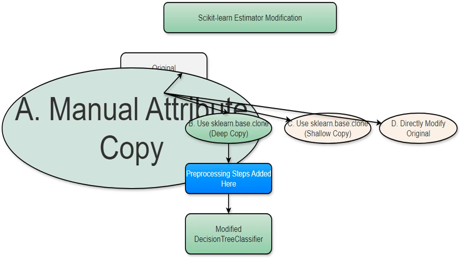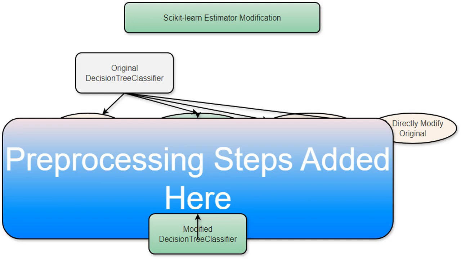It's like manually rewiring a complex circuit board, highly error-prone. These are the extra steps I add to my modified DecisionTreeClassifier copy, either the deep or shallow copy. They prepare the data before the model trains, for example, cleaning or transforming data.